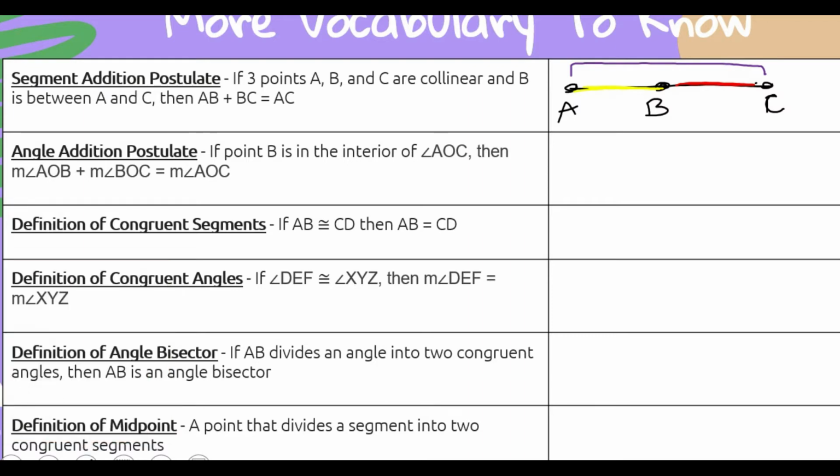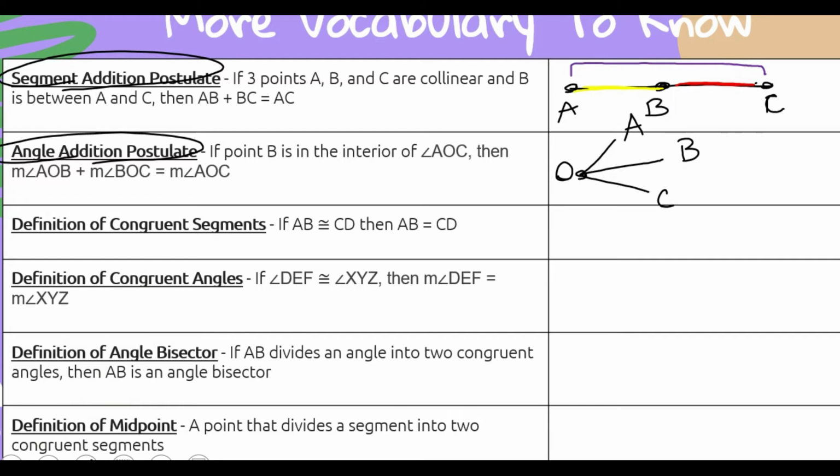The angle addition postulate states that if point B is in the interior of angle AOC, then the measure of angle AOB plus the measure of angle BOC equals the measure of angle AOC. So let me draw that for you. We've got an angle. The angle is AOC. B is on the inside of that angle.